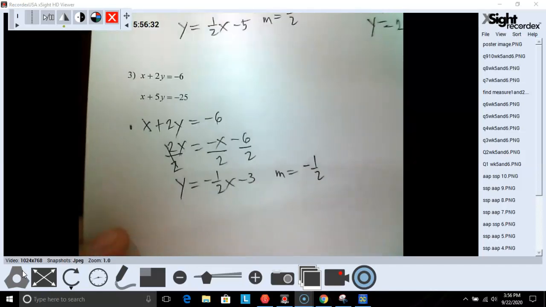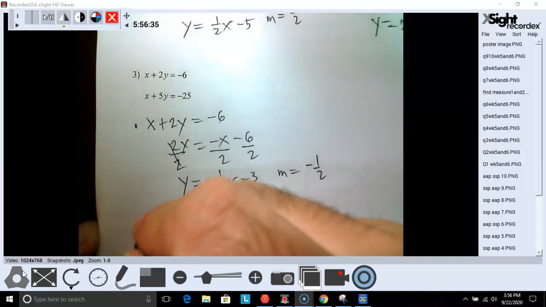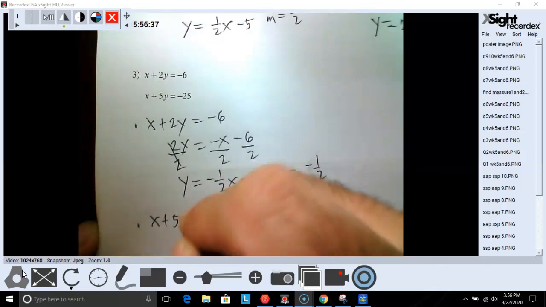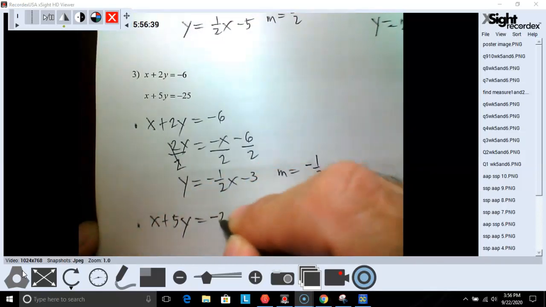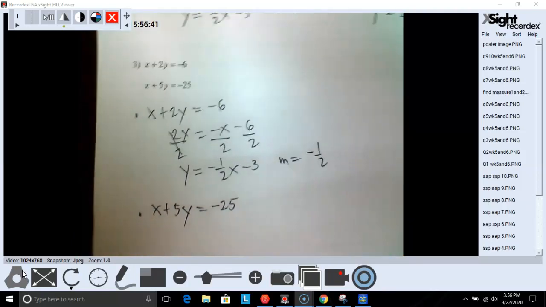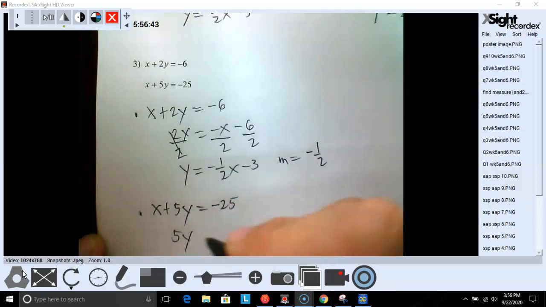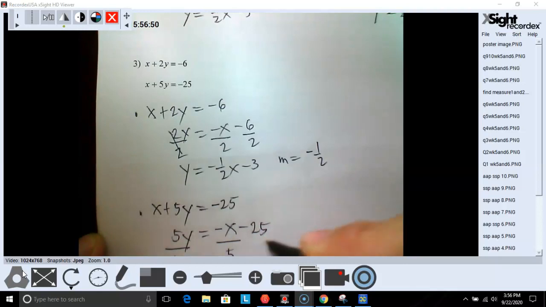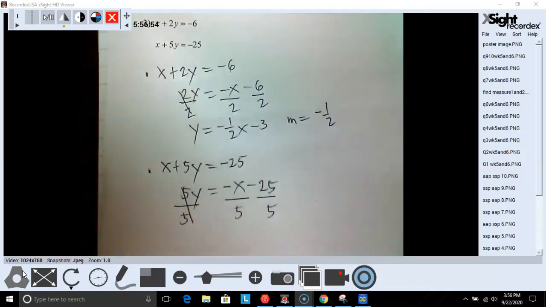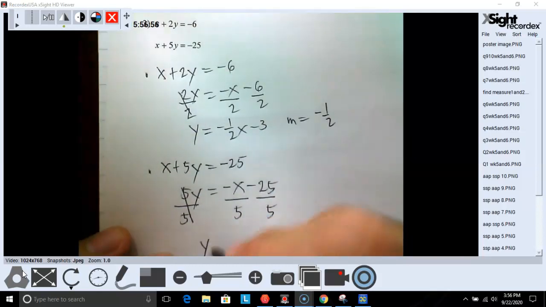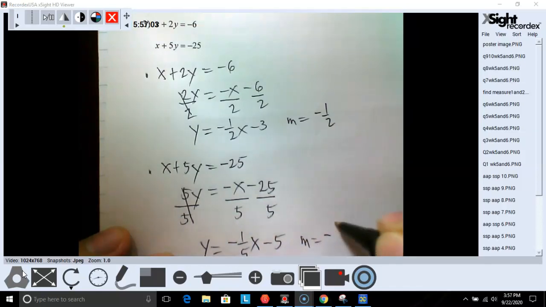What about the second equation? X plus 5y is equal to -25. Isolate the y on the left again. X should go to the right. Divide by 5 here, divide by 5. So y is equal to -1/5 x minus 5. Our slope here is -1/5.